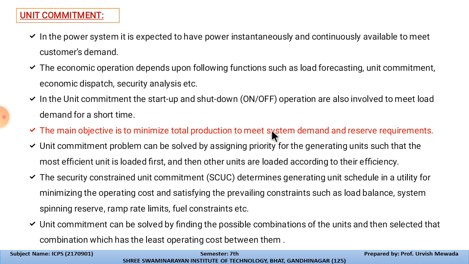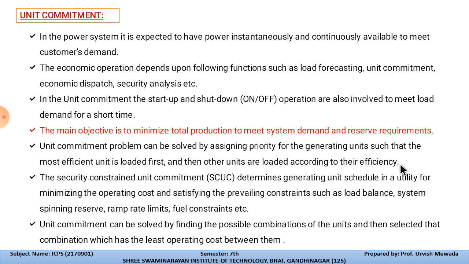So basically the unit commitment is the most important problem in the operational schedule of electrical power generation, and generally we can say the unit commitment problem is a complex mathematical optimization problem, which has both integer and continuous variables.